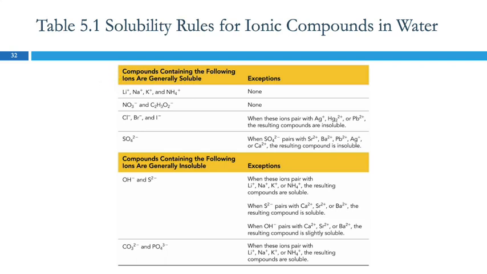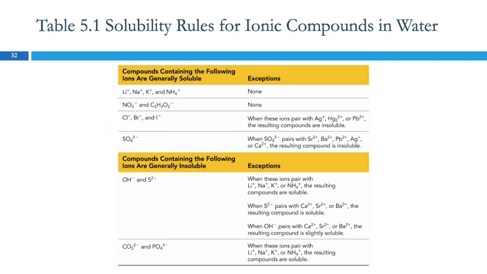So, in the past, I have made students memorize this. I'm not going to make you memorize it, but you do have to know how to use this table. The way you use this table is you start at the top. The top section, compounds with these ions are generally soluble. The exceptions are listed over here. So you start at the top and you find your ions.